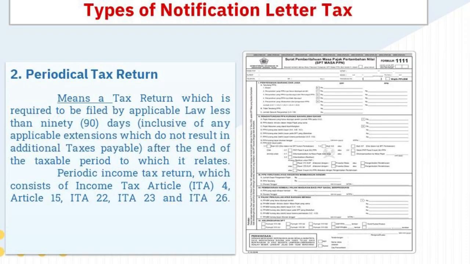2. Periodical tax return means a tax return which is required to be filed by applicable law less than 90 days after the end of the taxable period to which it relates. Periodic income tax return, which consists of income tax article or ITA 4, Article 15, ITA 22, ITA 23, and ITA 26.